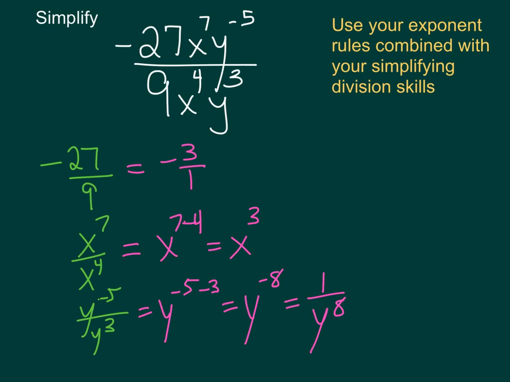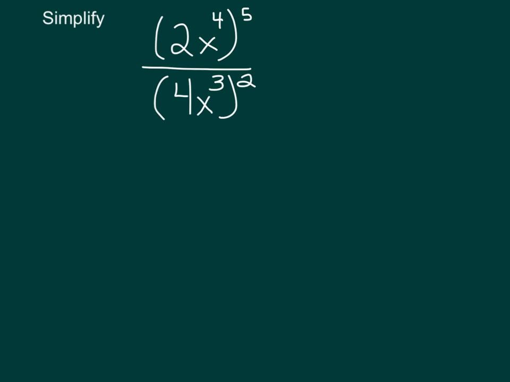So now we're going to put these all together for a final answer. And when I do that, I get negative 3 is on top, as you saw in that fraction. X cubed is on top, because it had no denominator there. And y to the 8th is on bottom. So my final answer is negative 3x cubed over y to the 8th.